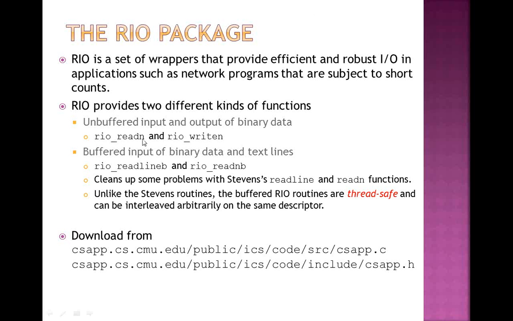So in unbuffered, there is an input and there is an output. For input, this is used: RIO_readn. The other is RIO_writen. So one is used for reading and one is used for writing from the terminal. Then in buffered, there is RIO_readlineb and RIO_readnb. One is for text lines, and one is used for binary data.